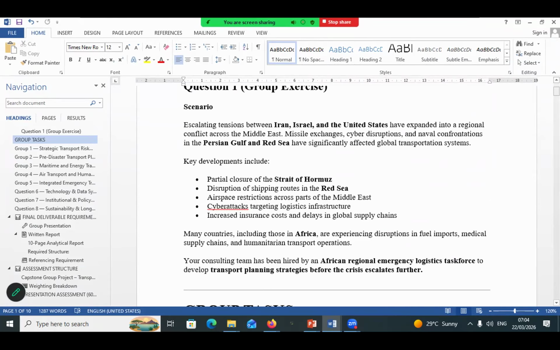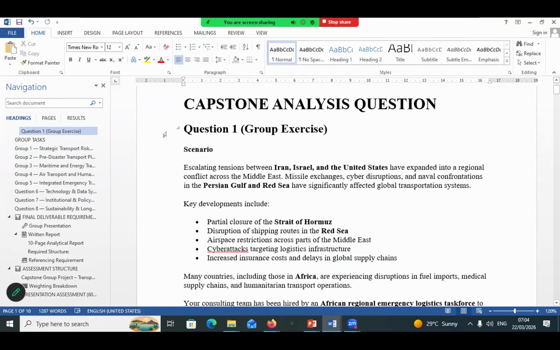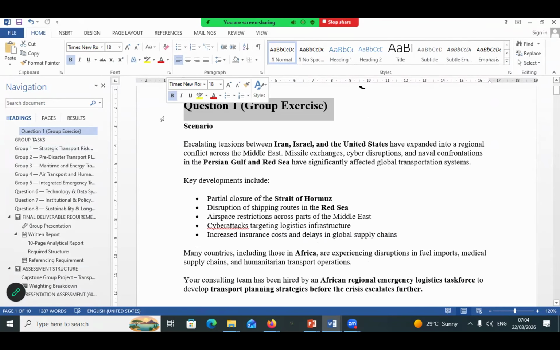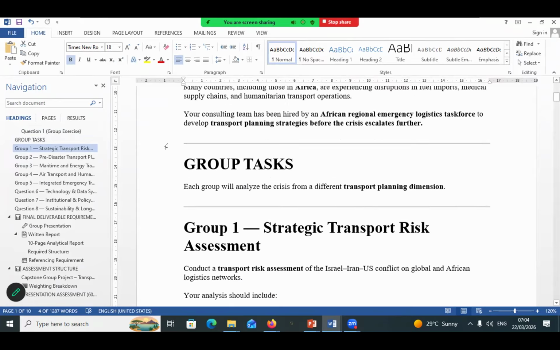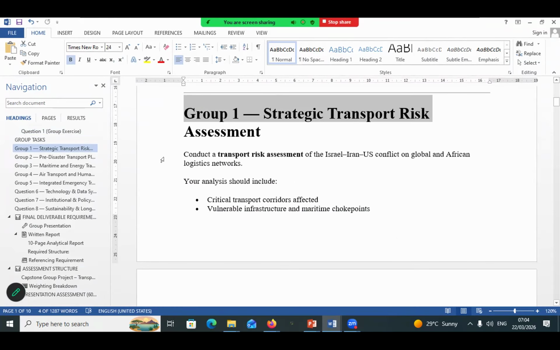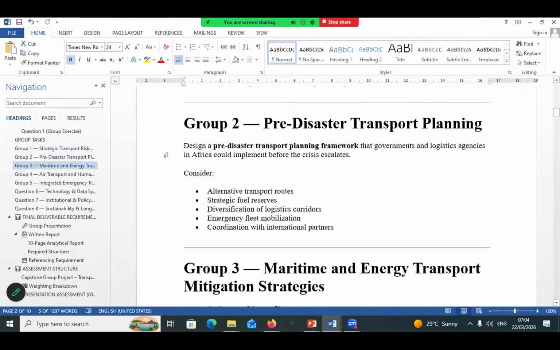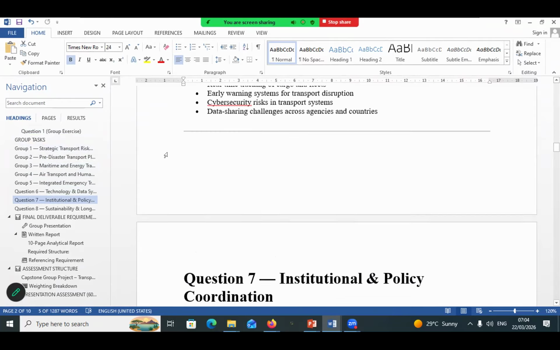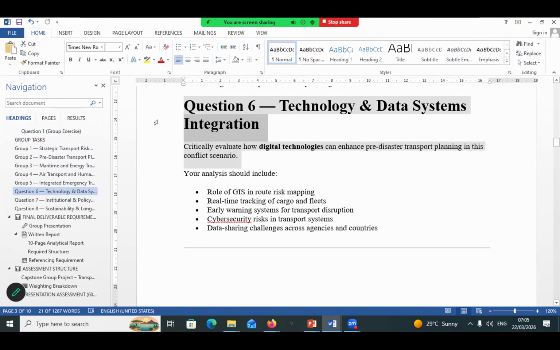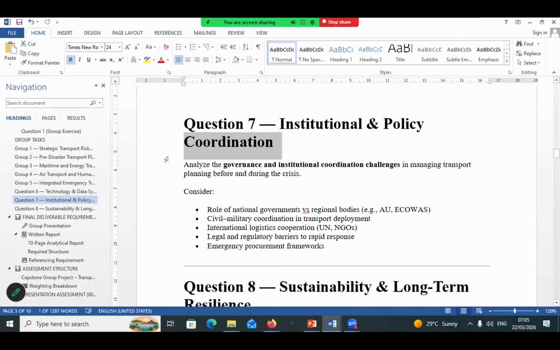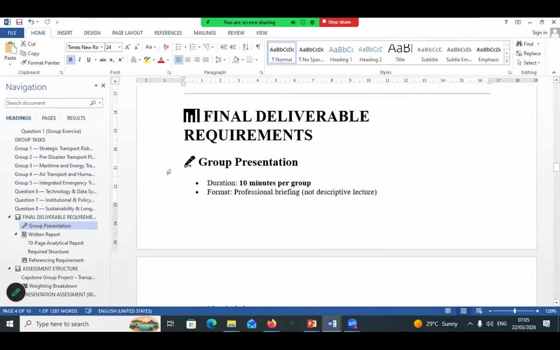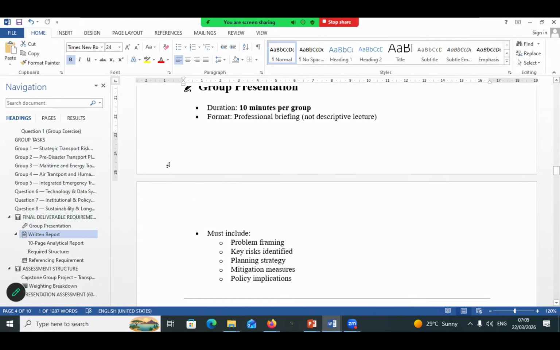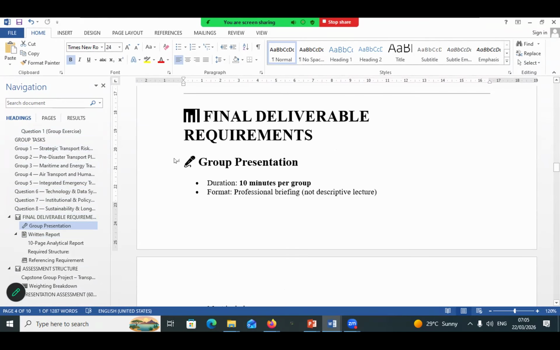We had group 1, we had group 2, this group 1 tax assessment. We had group 2, group 3, group 4, 5, 6, 7. So I've added 6, 7, 8, just in case there's a new team. And then this is the assignment delivery.